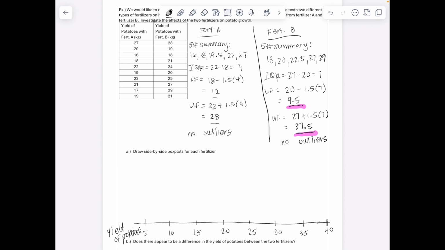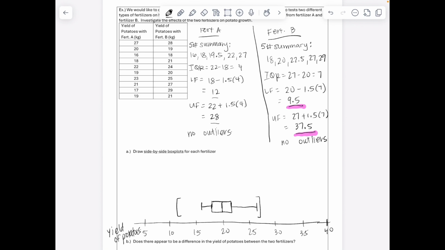So for fertilizer A, our 5-number summary is 16, 18, 19.5, 22, and then 27. Remember, the 3 lines in the middle make our box, and then extending out horizontally to our min and our max values. The last thing I need to add here is going to be my fences, which again are those brackets at 12 and at 28.